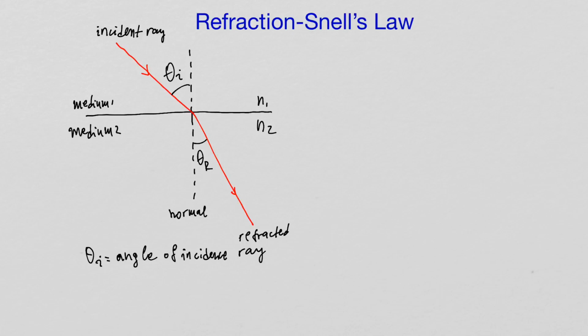And then the angle that the refracted ray makes with the normal, theta sub r, we are going to call the angle of refraction. So theta r is the angle of refraction. So what is the relationship between the index of refraction of medium 1, the angle of incidence, the index of refraction of medium 2, and the angle of refraction? This is given by Snell's law.